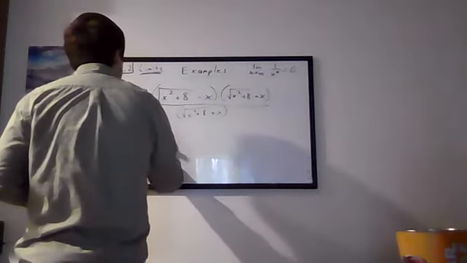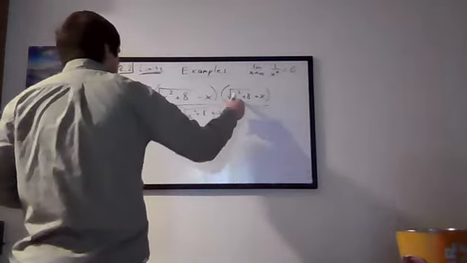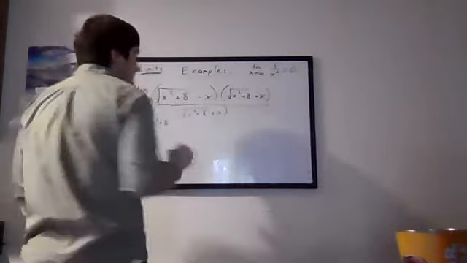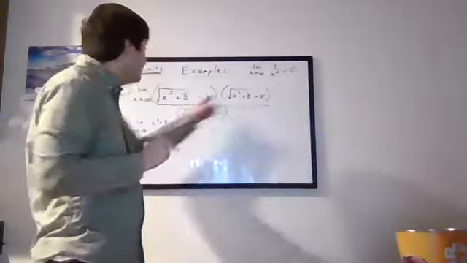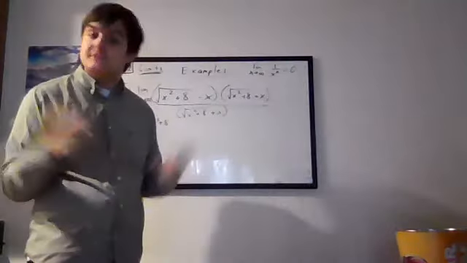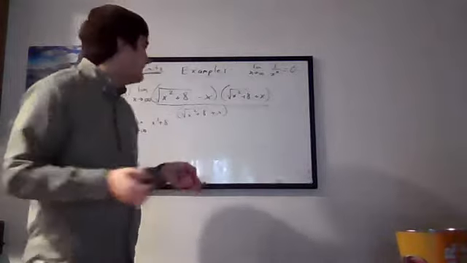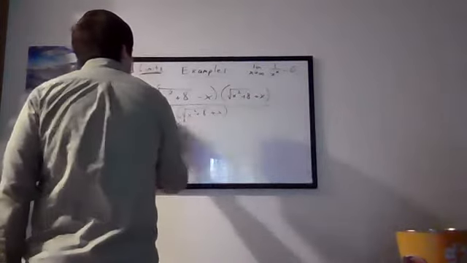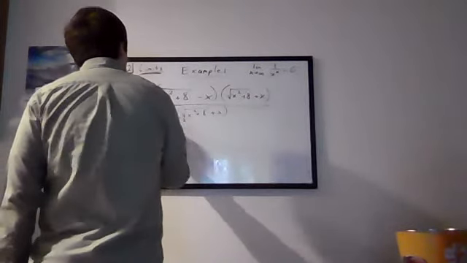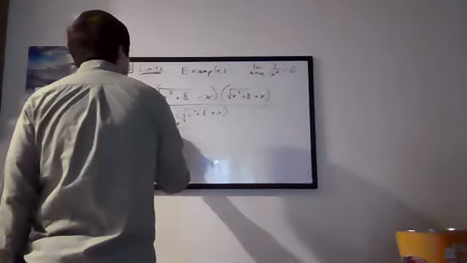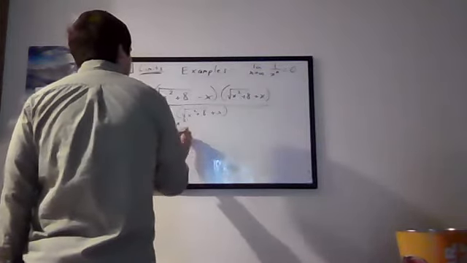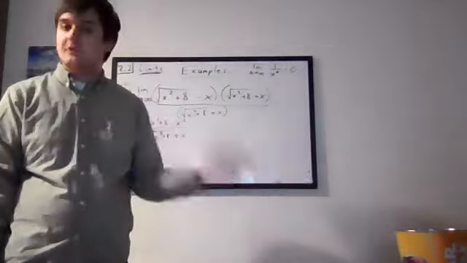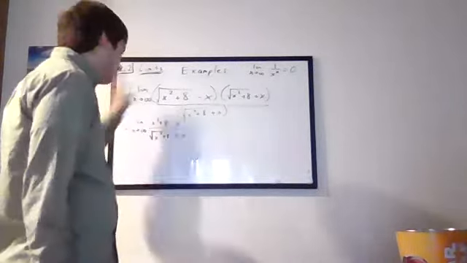I get the limit as x approaches infinity of x squared plus 8 times x squared plus 8, plus x times the square root of x squared plus 8, minus x times the square root of x squared plus 8. Those cancel each other out, don't they? And then we have x times x, which gives us minus x squared, over the square root of x squared plus 8. Notice that got rid of that pesky square root on the top without ruining the problem.